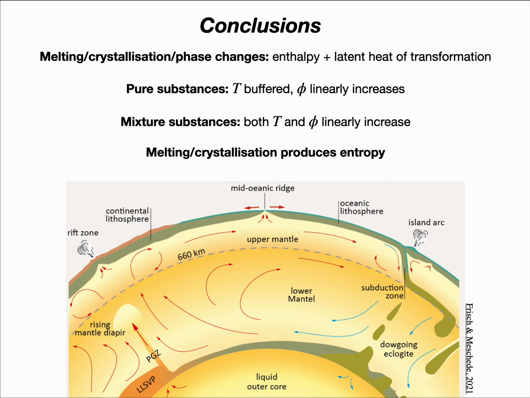As a conclusion, what we discussed today is melting and crystallization. We've introduced the notion of enthalpy as a measure of energy, and we've discussed the concept of latent heat of transformation. We've introduced a model of melting for pure substances, remember, with the buffered temperature and the linearly increasing phi. We discussed the case of mixtures, where both the temperature and phi increase linearly. And we've also checked the case for entropy production during crystallization. Thanks a lot for your attention.